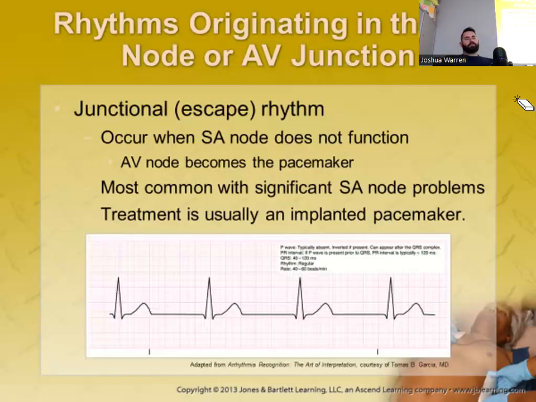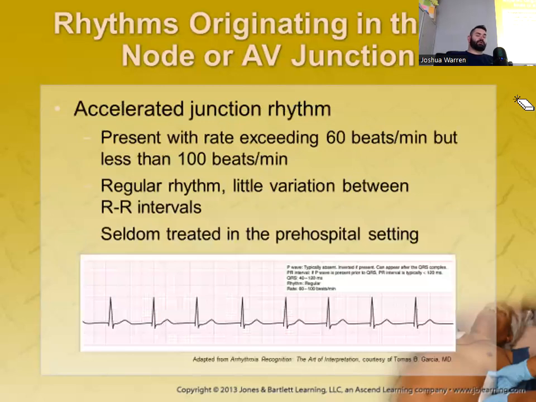Now, what differentiates a junctional escape rhythm from an accelerated junctional? Well, an accelerated junctional rhythm runs between 60 and 100 beats per minute. Everything else is just like junctional escape. It is skinny. It is regular. There's no P's or it's inverted. The only difference in this one is that it beats at about 60 to 100.